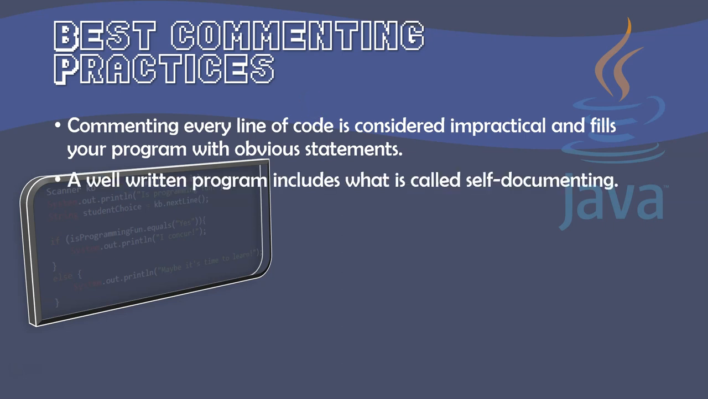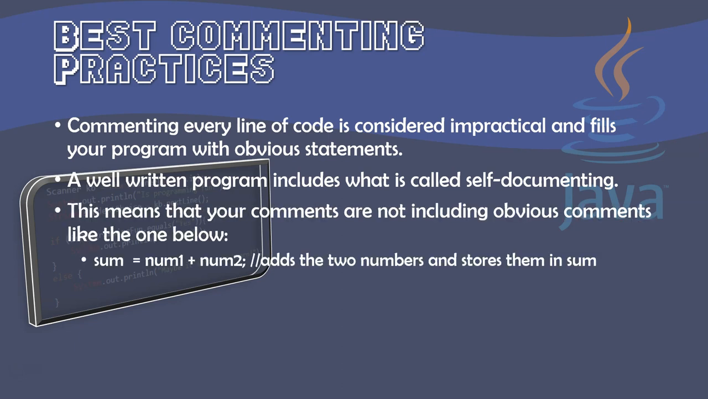Now, as you get deeper into your programming career, a well-written program often includes what is known as self-documenting code. This means that our comments are not stating the obvious. They're not like, sum equals num1 plus num2, I'm adding the two numbers and storing them in sum. Yes, we know that. We can figure that out if we have a basic understanding of programming. But because we are first starting out right now, we're going to see some of these impractical, obvious comments that we will be able to quickly move away from as we learn more tools.